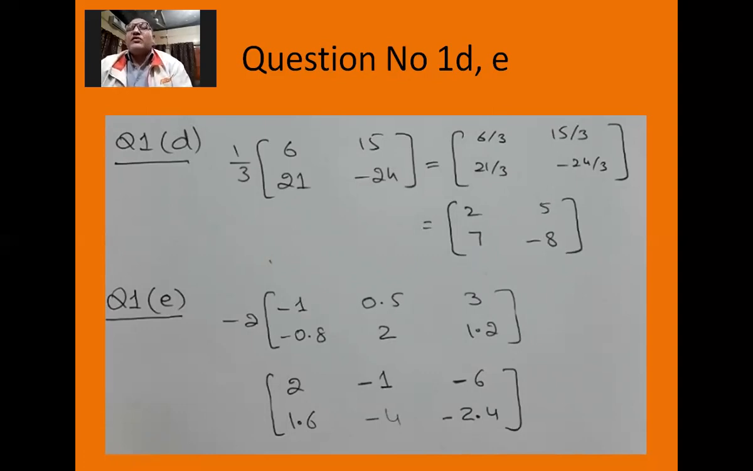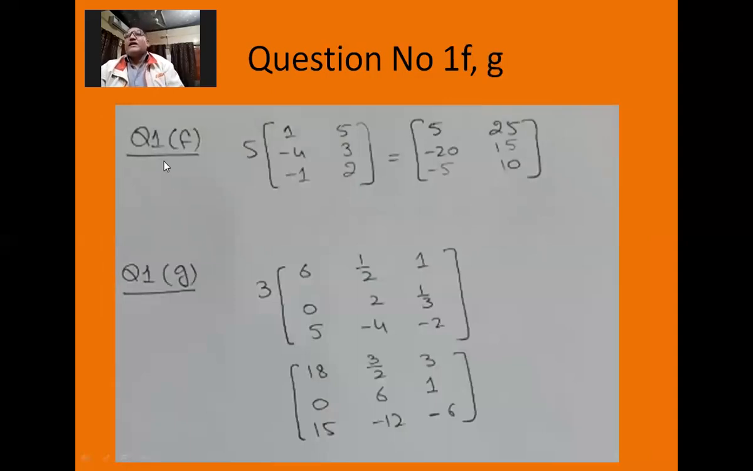In the same way, we have the question number 1, E part. -2 will multiply with this matrix. This matrix has 2 rows and there are 3 columns. So this -2 will multiply with the -1, it will be 2. -2 will multiply with 0.5, it will be -1. -2 will multiply with 3, it will be -6. -2 will multiply with -0.8, and it will be 1.6. -2 will multiply with 2, it will give you -4. -2 will multiply with 1.2, and it will give you -2.4. So this is how you will do question number 1, E part.